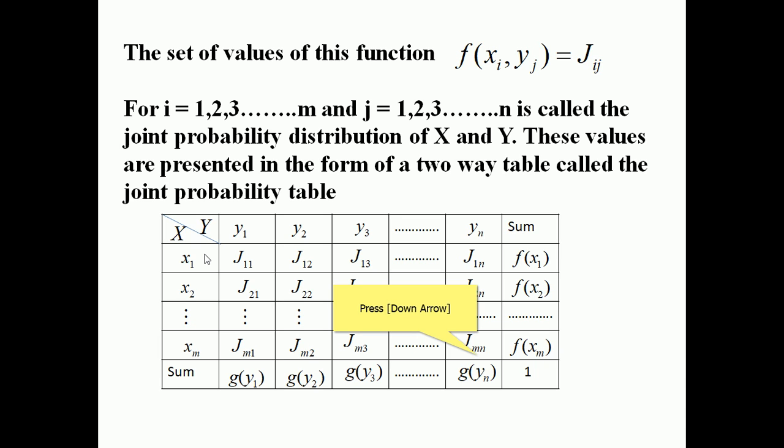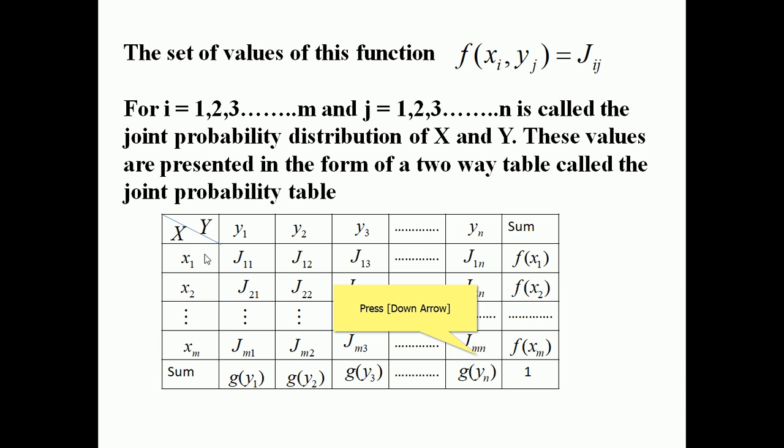In this table, the sum of the first row values, that is J11 plus J12 plus J13 plus dot dot dot plus J1n, I call it f of x1. Similarly, the sum of the second row values J21 plus J22 plus J23 plus dot dot dot plus J2n is f of x2. And Jm1 plus Jm2 plus Jm3 plus dot dot dot plus Jmn is equal to f of xm. f of x1, f of x2, f of x3, up to f of xm are known as the marginal probability distributions of the variable x.